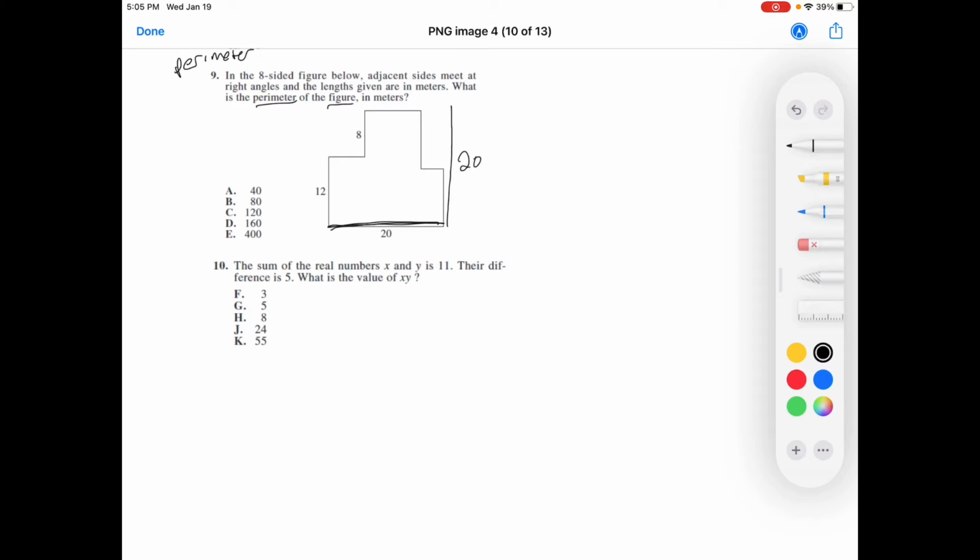And so what we actually have is a square where all the sides are 20, and so the distance around would be 20 times 4 equals 80.